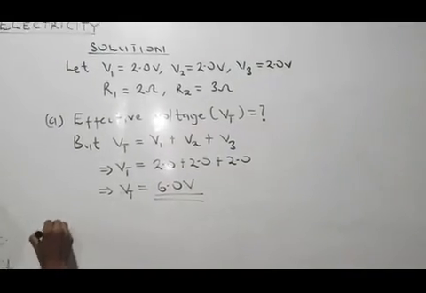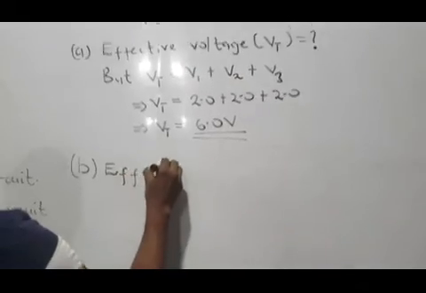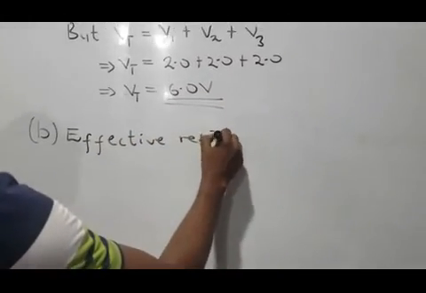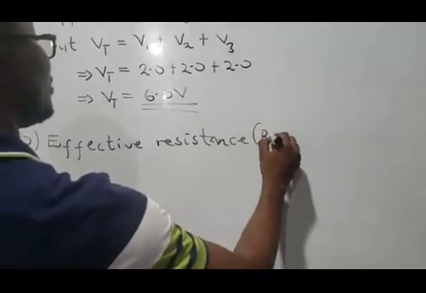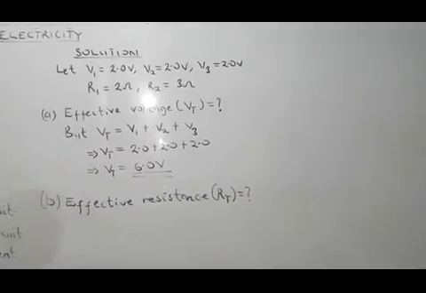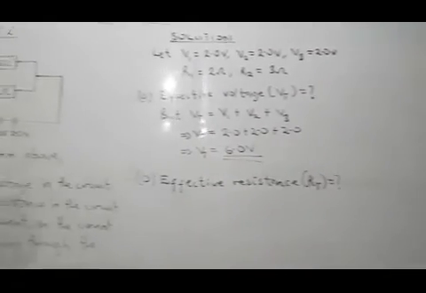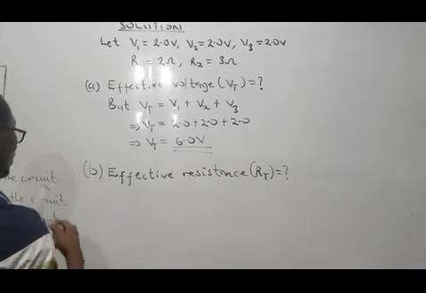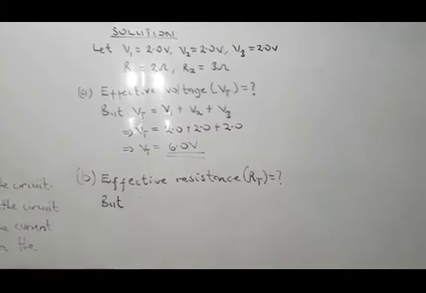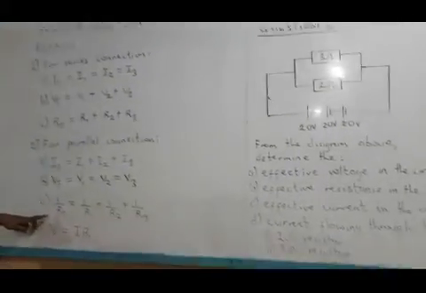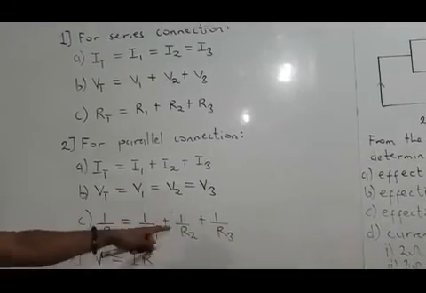Then the B, effective resistance. RT is the same as the total resistance. We said the resistors are in parallel connection. So for parallel connection, we use the relation: the total resistance is determined as 1 over RT equals 1 over R1 plus 1 over R2 plus 1 over R3.